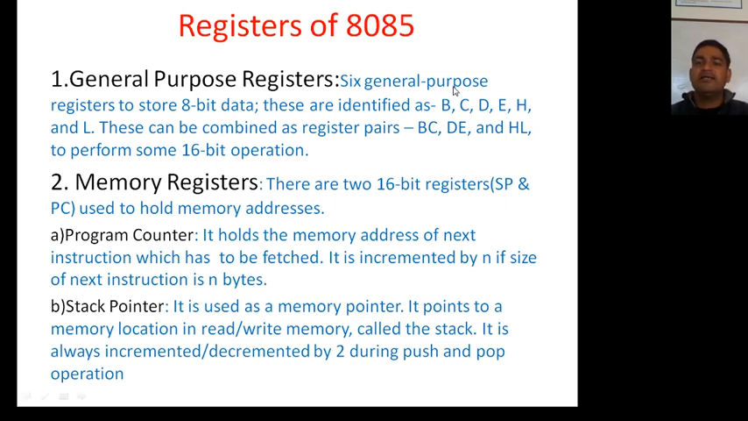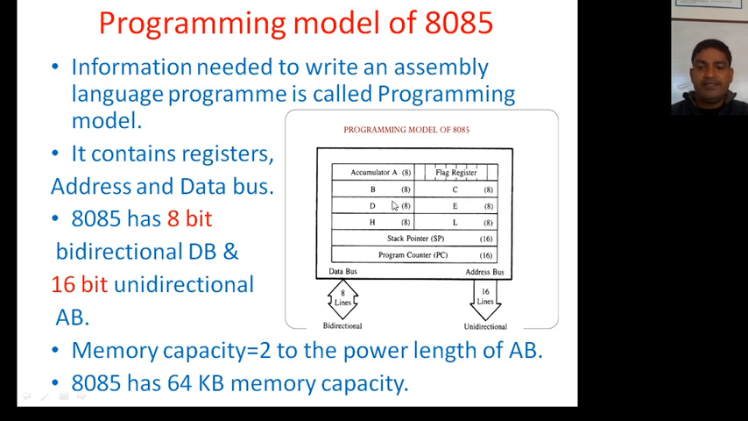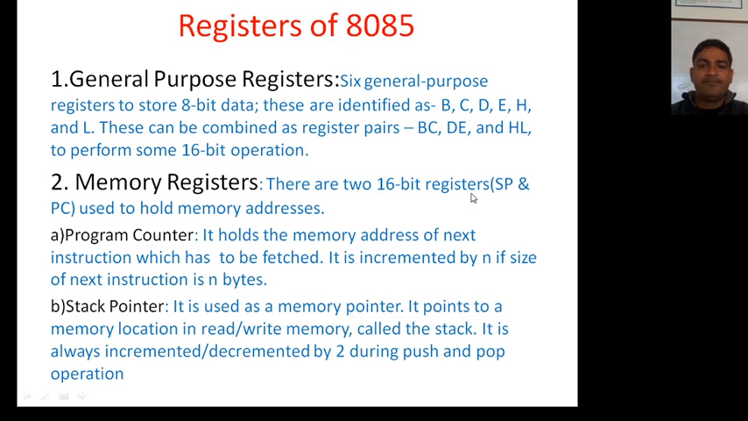General purpose registers, as the name indicates, their function is to store temporary data during execution of a program. There are 6 general purpose registers: B, C, D, E, H and L. The size of each register is 8 bit because the length of the data bus is 8 bit. If you want to perform a 16-bit operation, then we can combine the BC, DE and HL registers, so there are register pairs BC, DE and HL.